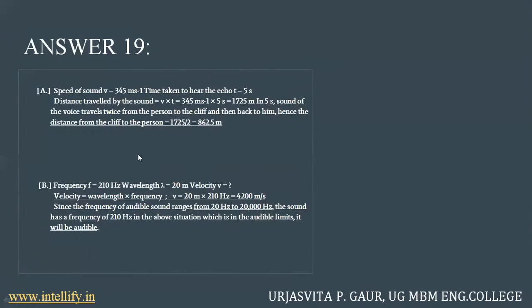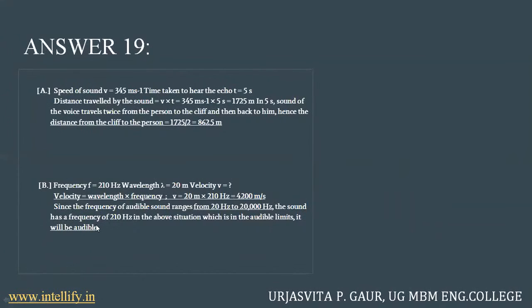And in the next part, we have to find the velocity of the wave with frequency of 20 hertz and wavelength of 20 meters, and mention whether the frequency is in audible range or not. The frequency is given to us to be 20 hertz. The wavelength is given to us to be 20 meters. Now, velocity is going to be wavelength into frequency. This is a standard formula. So when you put in the values of wavelength and frequency in this formula, you get a value of the velocity to be 400 meters per second. Sorry, per second.